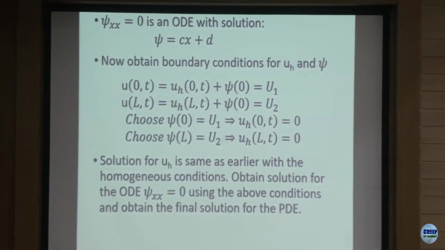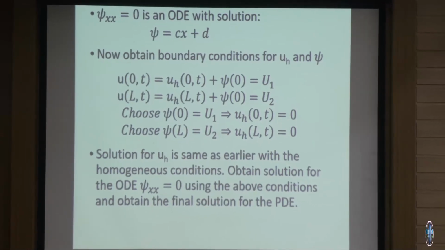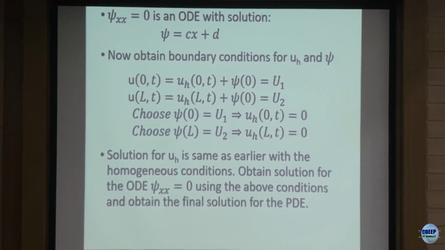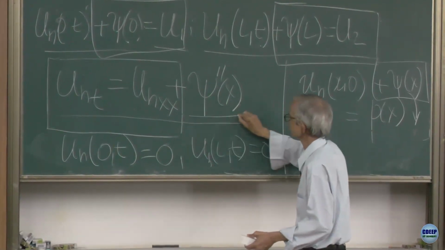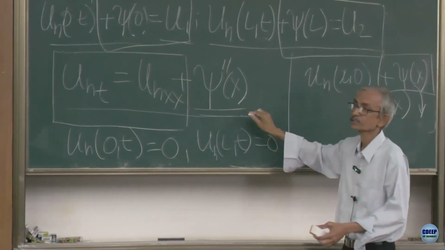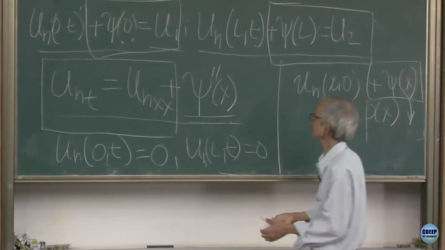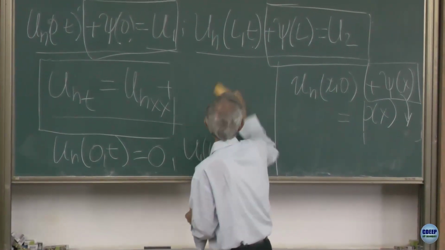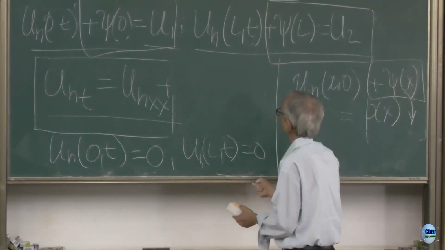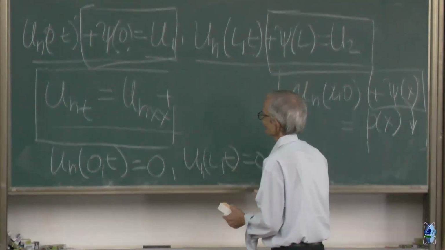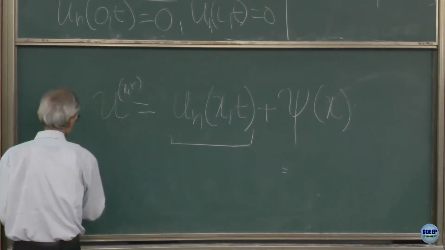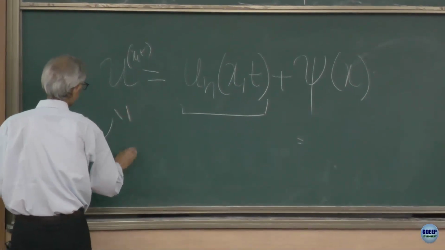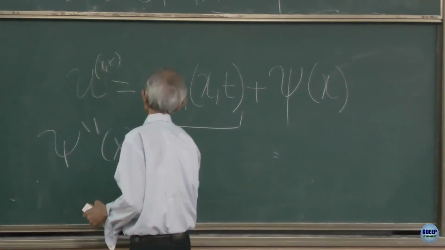okay, what we have successfully done is to say that I have UH of x and t, UH of t is UHXX, and what happens to this guy here now? It's equal to 0. Great. So I will choose now psi double prime of x equal to 0.